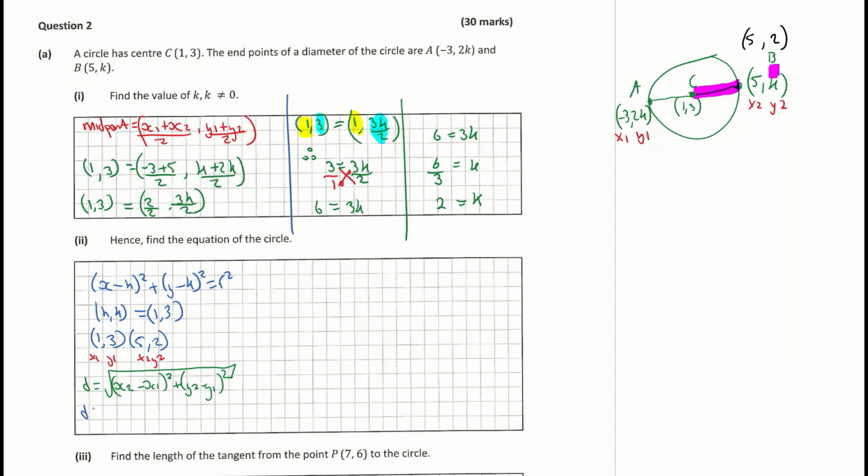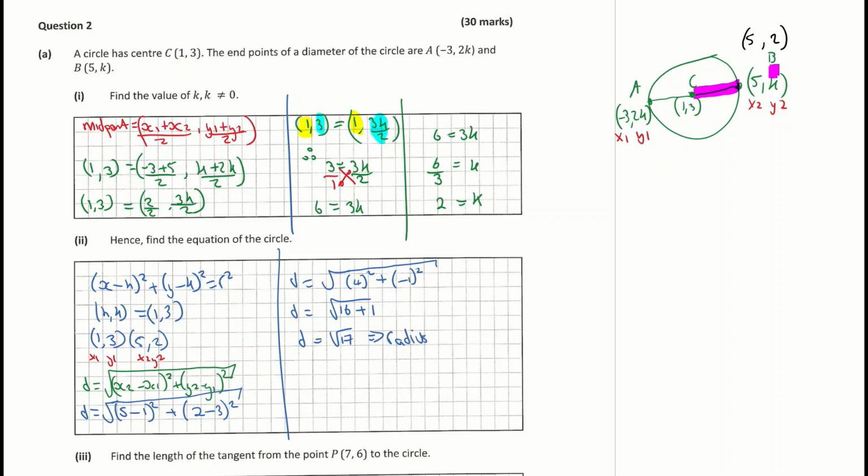So distance is equal to square root of x2, which is 5 take away 1, all to be squared, plus y2 take away y1, and that is giving me 5 take away 1 is 4, so my distance is equal to square root of 4 squared, and 2 take away 3 is minus 1, so plus minus 1 squared. Just make sure you're using your calculator now to do minus 1 squared if you're not too sure. Minus by minus will give me a plus, so it's 16 plus 1, which is the square root of 17. So my distance, or my radius in other words, is the square root of 17.